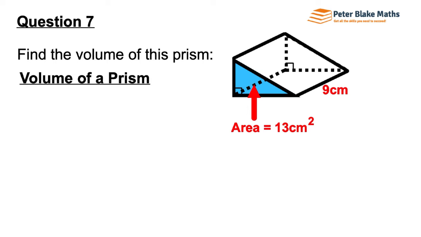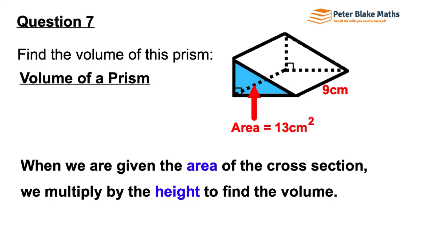For the volume of a prism, if we're given the area like we are here in that blue area, we've already got an answer for that section. All we need to do, when we're given the area of the cross section, we call it, we just multiply by the height. In this case, the height isn't from the floor, it's how far back the prism goes. It's kind of like the distance between the front triangle and the back triangle. So that's what we call the height in a prism.